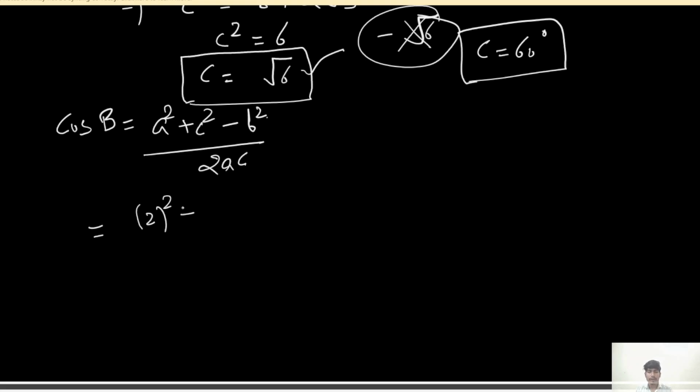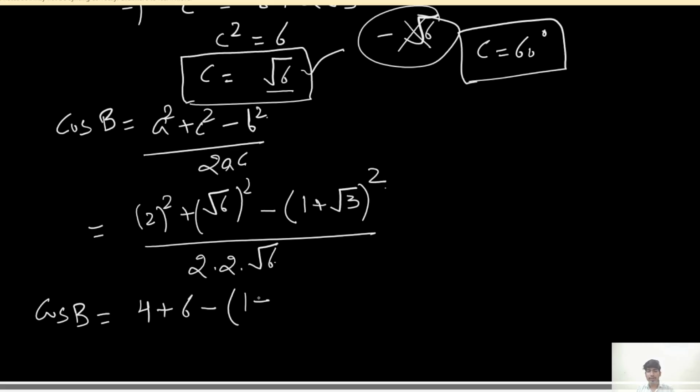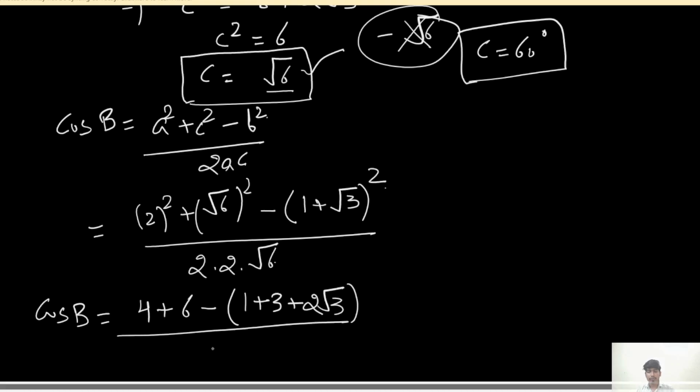The value of a is 2, so 2 square, plus c is root 6, so under root 6 square, and minus b, which is 1 plus root 3, so (1 plus root 3) square, divided by 2ac, which means 2 into a is 2 and c is root 6. Okay students, then we get cos B is equal to 2 square is 4, plus 6, minus (1 plus 3 plus 2 root 3), and here is 4 root 6.